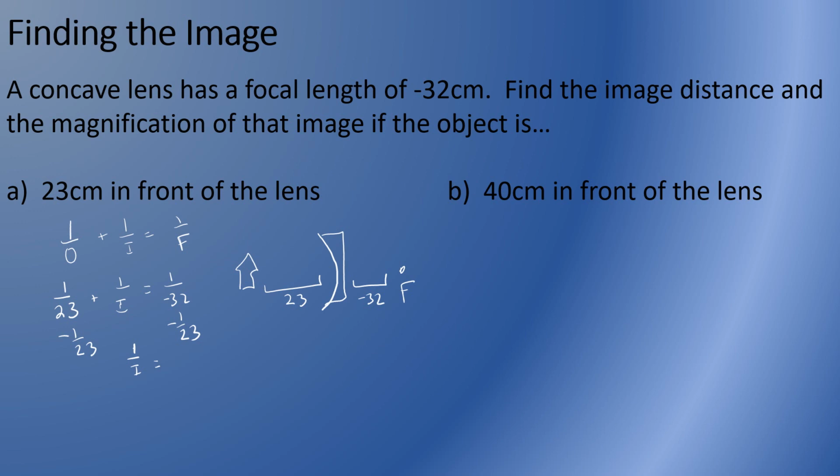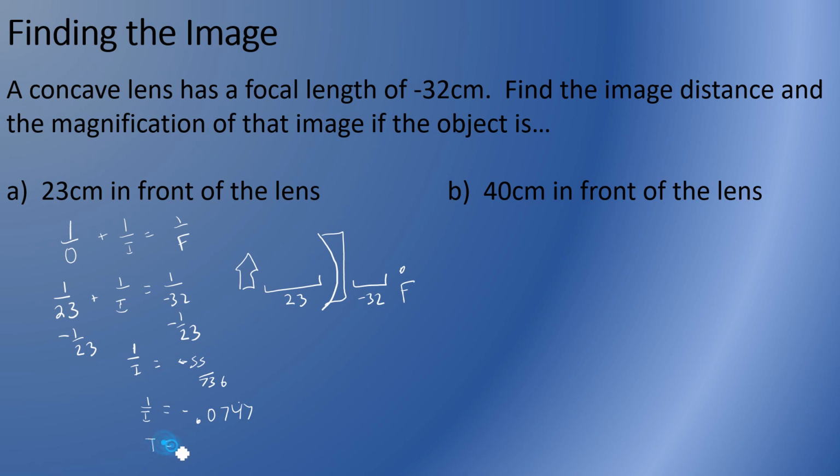We do want to be careful of our signs. And I do get negative 55 over 736, which we would then flip around. But it's probably likely that your calculator is going to give you a decimal. So I'll give you the decimal version of that. So negative 0.0747. So we would flip this around.